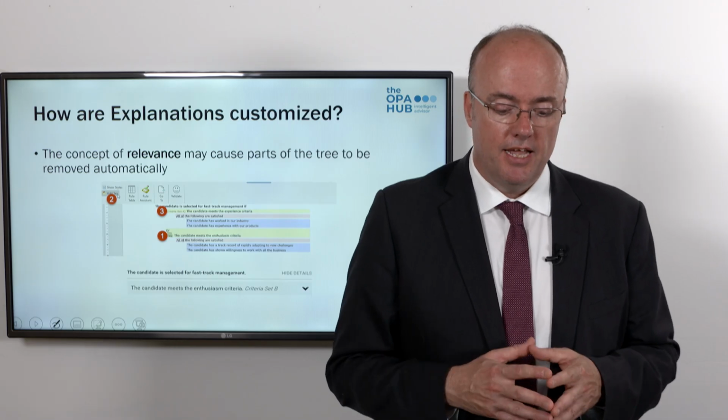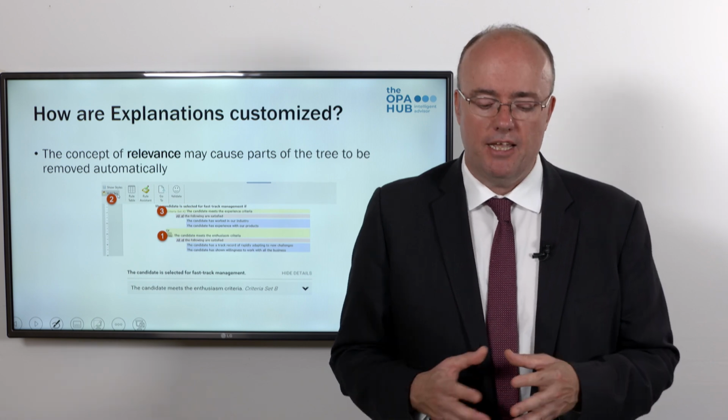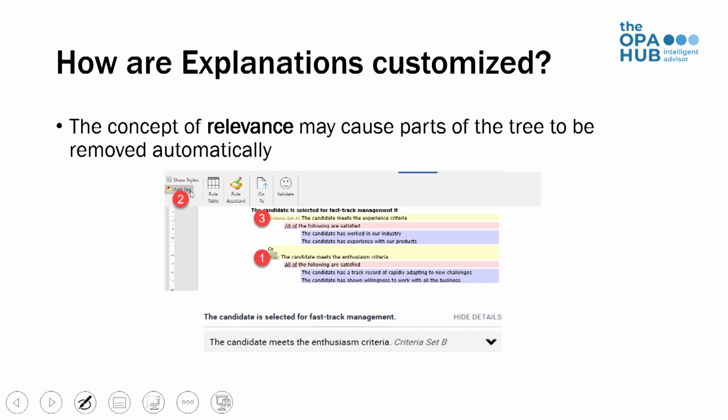So in this case, it could be that I've gone back into my rule and I've selected areas and I've added reference tags, with the result that I now have reference tags in my explanation.